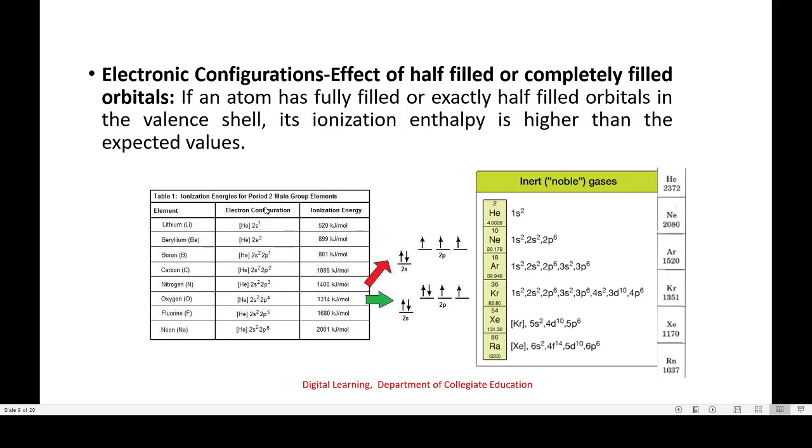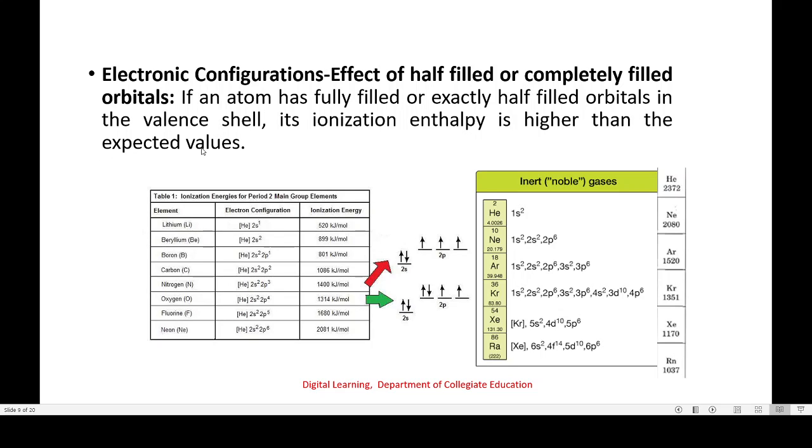Coming to the electronic configuration, the electronic configuration also influences the ionization energy or the ionization enthalpy. Certain electronic configurations are more stable than others, for example, half-filled or completely filled orbitals. So, if an atom has a fully filled or exactly half-filled orbital in the valence shell, its ionization enthalpy is higher than the expected values.